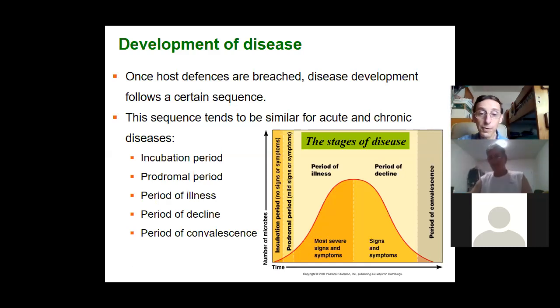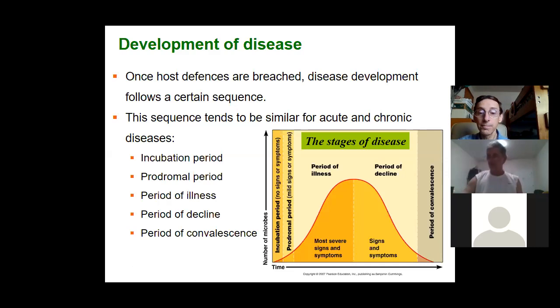That's the prodromal period, where the patient has very mild signs or symptoms. That ends with the period of illness, like when you don't have to think about, do I have a sore throat or not? You say, geez, I've got a sore throat. The period of illness is when the signs and symptoms are most severe. It's also often when the number of microbes in the patient are at their greatest.